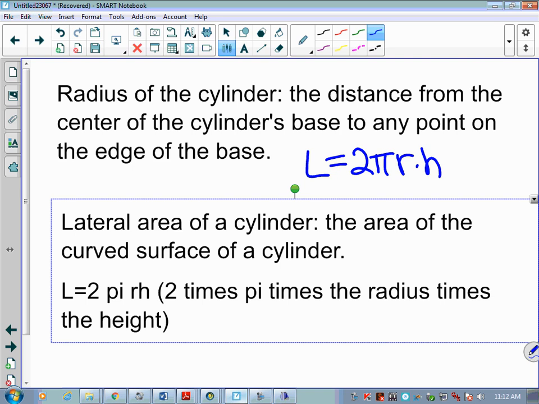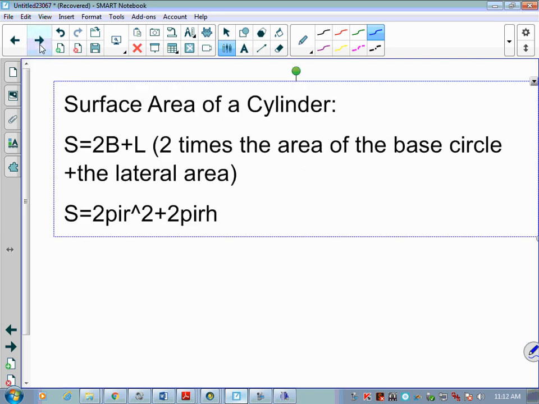But if I couldn't take the label off, what I would find is the distance around by using 2 pi r, and then the height. The height is the width of the paper. The circumference is the length of the paper. It's going to give me the same measurements. I don't know if that helps or not, to be able to see that. Okay, so that's lateral area.